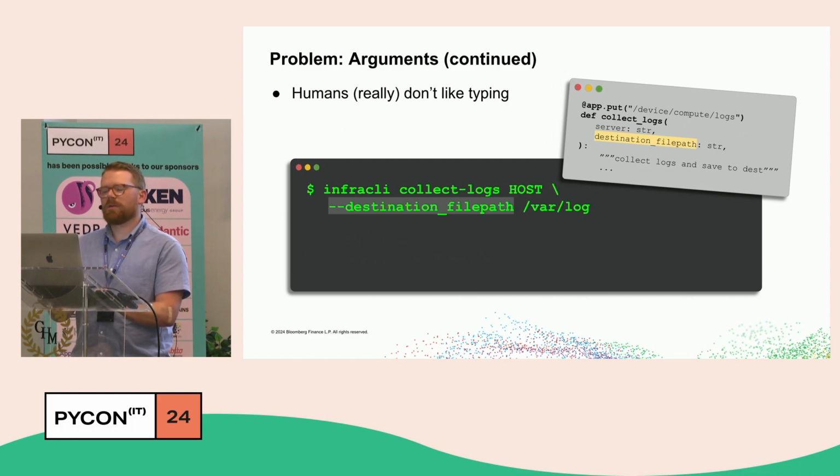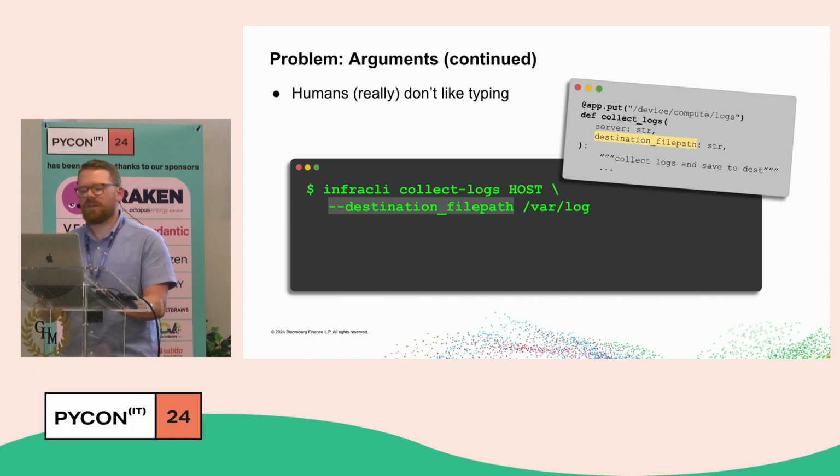Staying on the topic of arguments, we noticed another unfortunate consequence of mapping API arguments directly to the CLI. It's often handy and good code hygiene to have descriptive variable names in your code. Here on the right, we have an example API endpoint that collects logs for a given server and saves them to a location on a file system. To represent the log file's destination, we have a descriptive variable named destination_filepath.